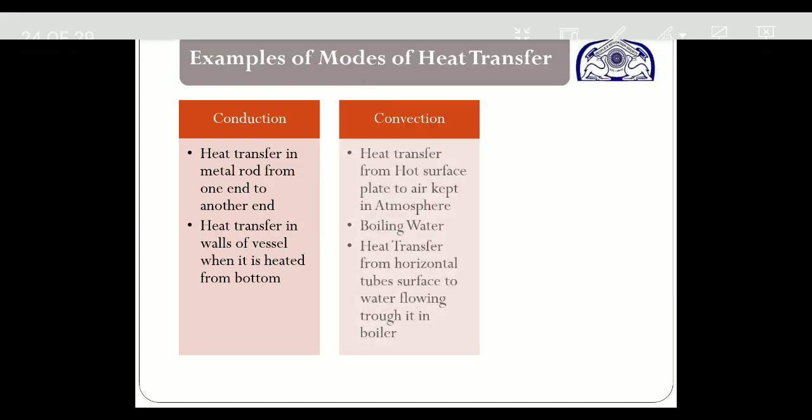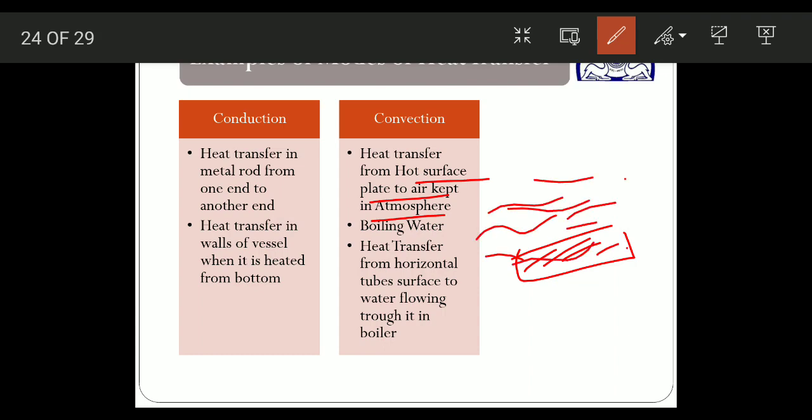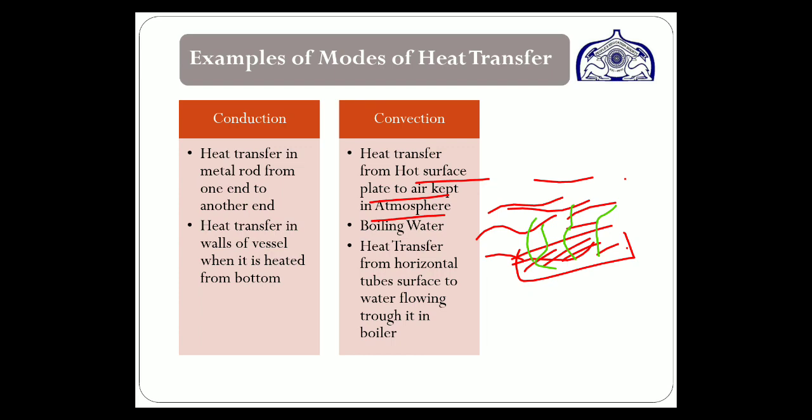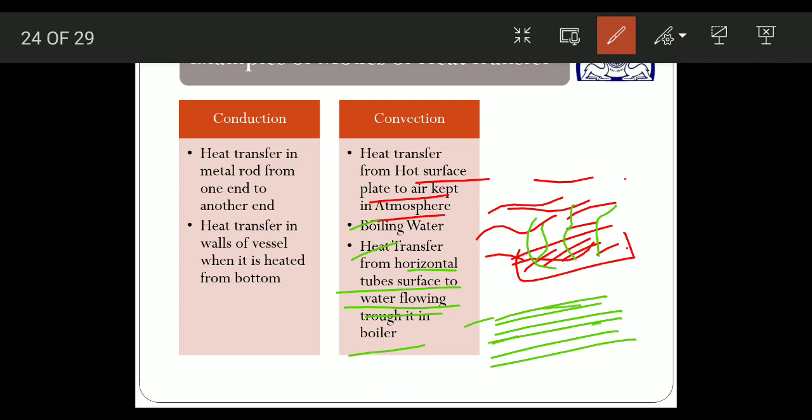Next mode is convection. Examples are heat transfer from a hot surface plate to the air kept in the atmosphere. If suppose this is the plate, and air is flowing over the plate, heat transfer will take place from this plate towards the atmospheric air, that is due to convection. Next, boiling of water is a good example. Next, heat transfer from horizontal tube surfaces to the water flowing through it in boilers. You have seen the Cochran boiler, Lancashire boiler. The exhaust gases passing through these tubes transfer heat towards the water which is surrounding the tubes. This is also an example of convection.